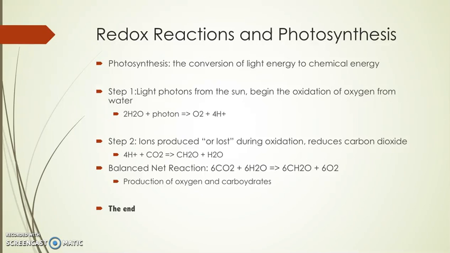First, light photons from the sun oxidize oxygen from water to produce oxygen molecules and hydrogen ions. These free hydrogen ions are then used to reduce carbon dioxide, producing glucose. It is from these 2 steps that we have oxygen and carbohydrates.